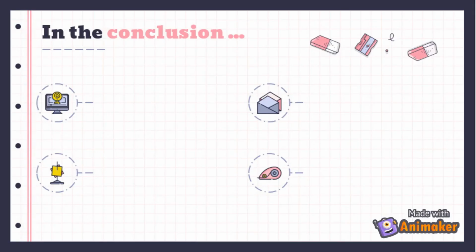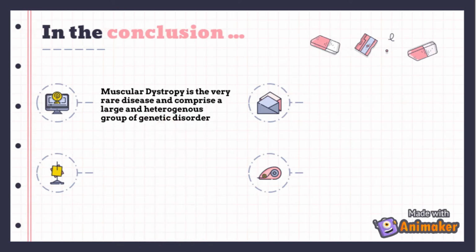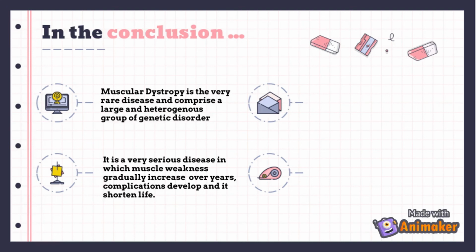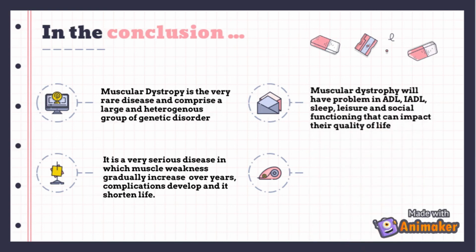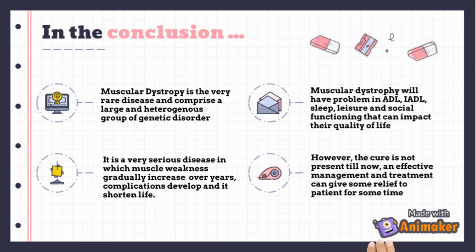For the conclusion, muscular dystrophy is a very rare disease and comprises a large and heterogeneous group of genetic disorders. It is a very serious disease in which muscle weakness gradually increases over years. It also causes problems in ADL, IADL, sleep, leisure and social functioning. However, there is no cure until now, and effective management and treatment can give some relief to patients.